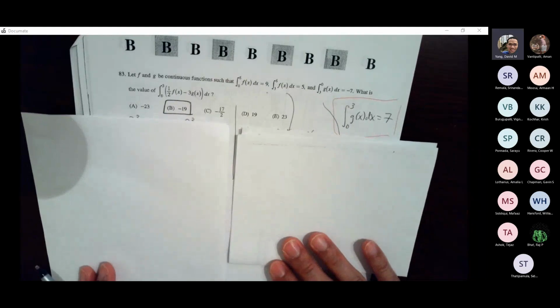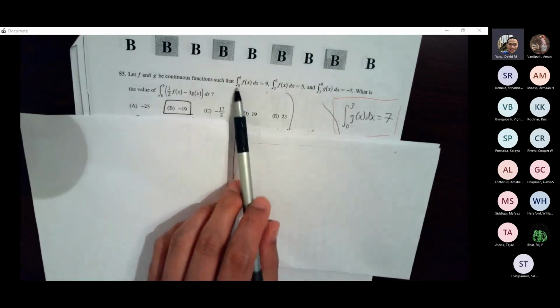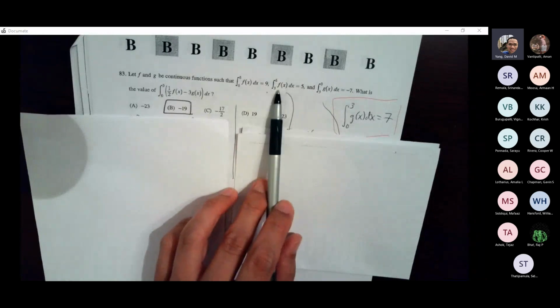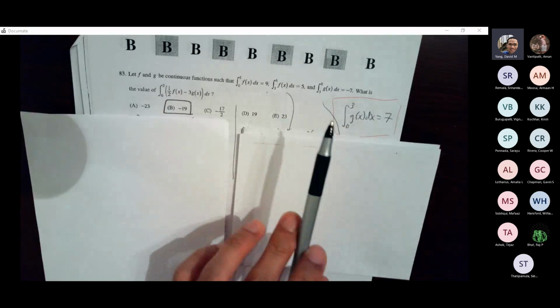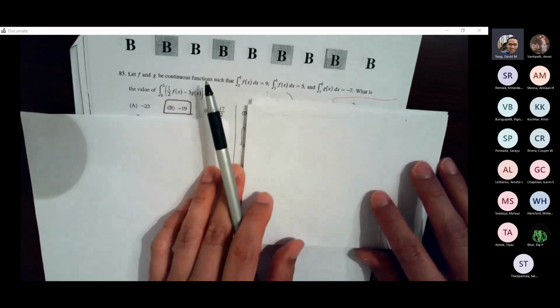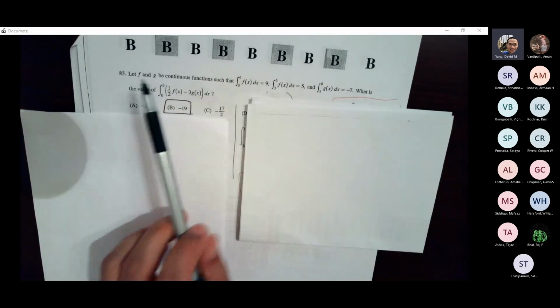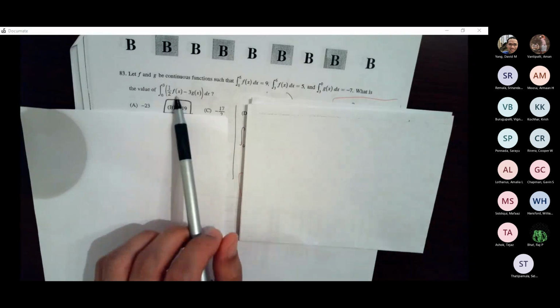Okay, let f and g be continuous functions such that the integral from 0 to 6 is 9, the integral from 3 to 6 of f of x equals 5, and the integral from 3 to 0 is equal to -7. Okay, what's the value of the integral from 0 to 3 of 1/2 f of x minus 3g of x?